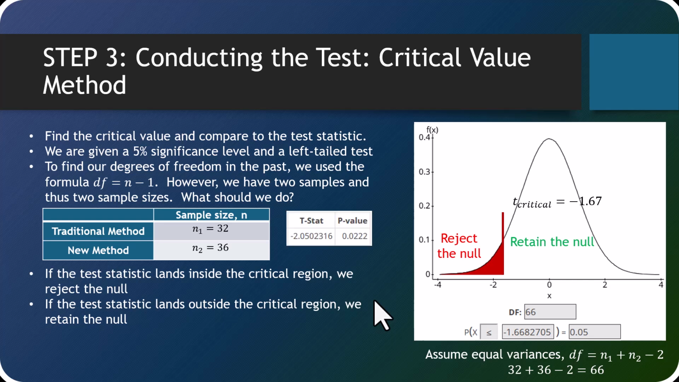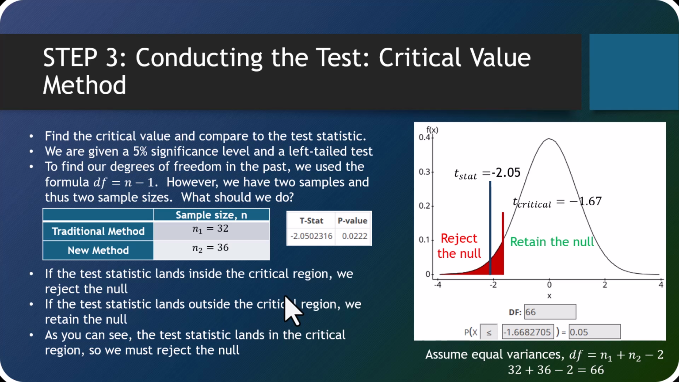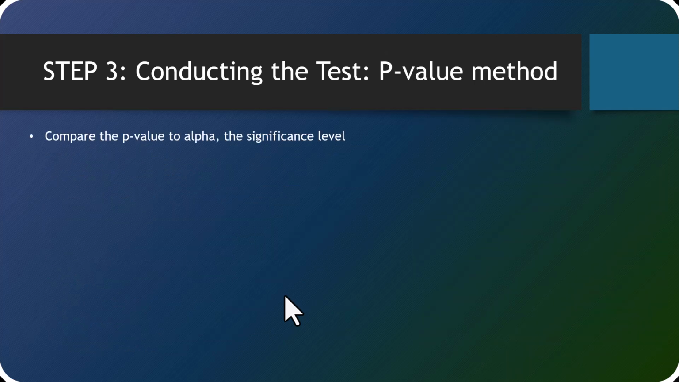As you saw on the previous slide, we have our test statistic of negative 2.05. That is landing squarely inside of the critical region, so that leads us to reject the null. Again, I'm going to do this exact same thing using the p-value method. And again, normally you would pick one or the other. You would not do both in the same problem.